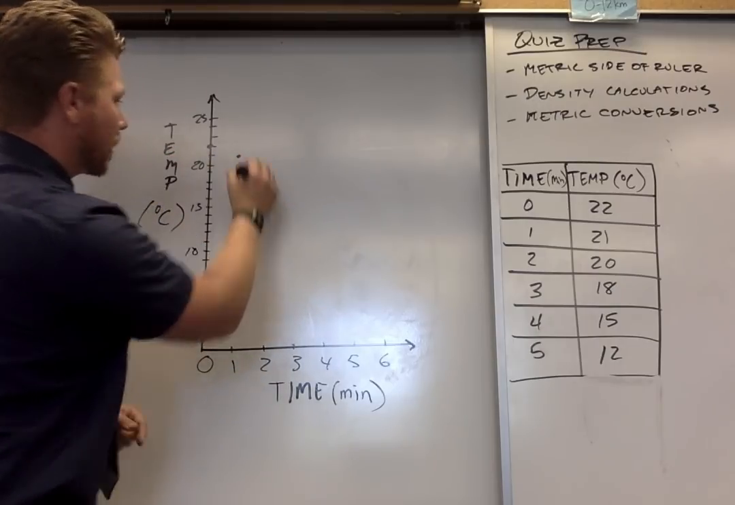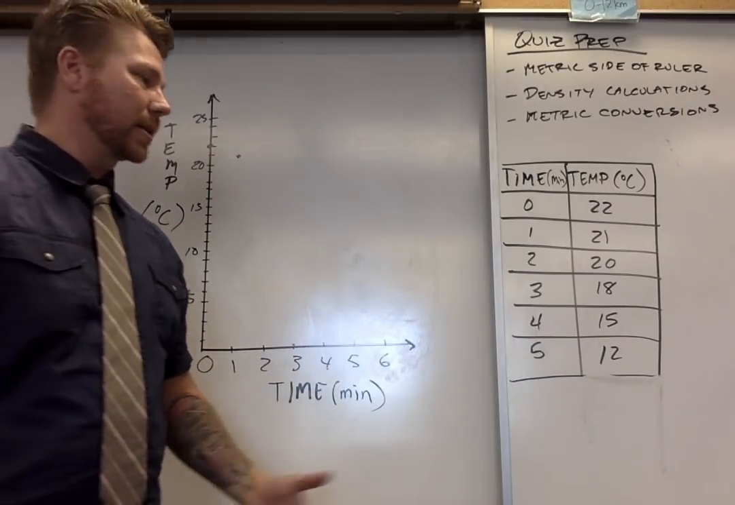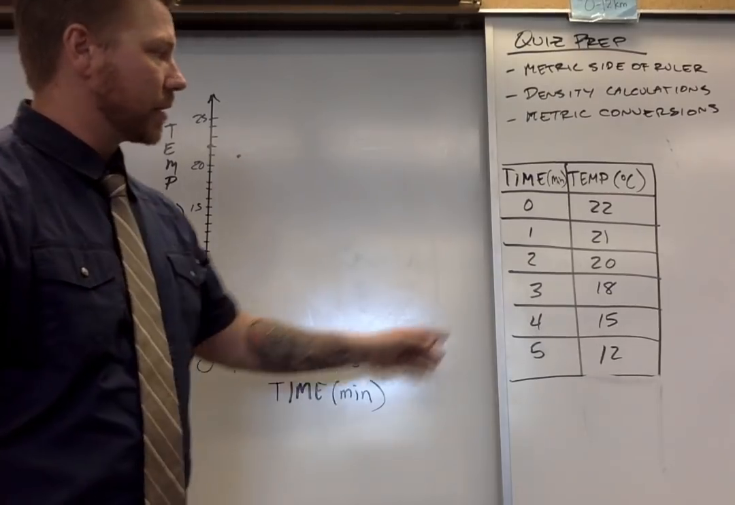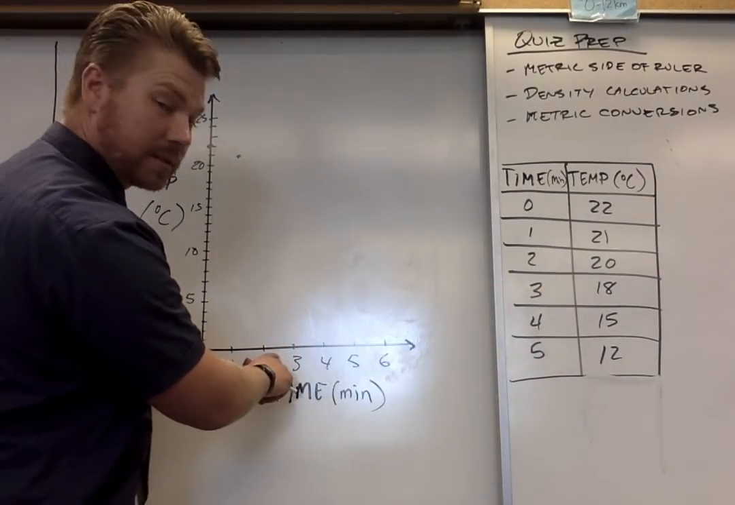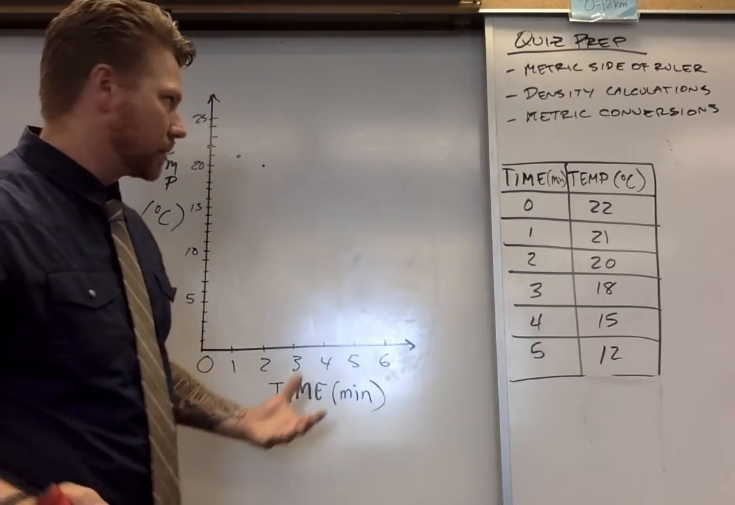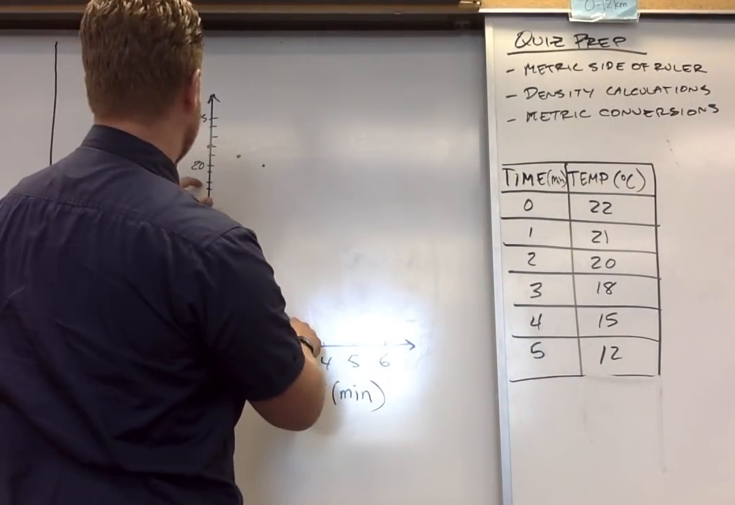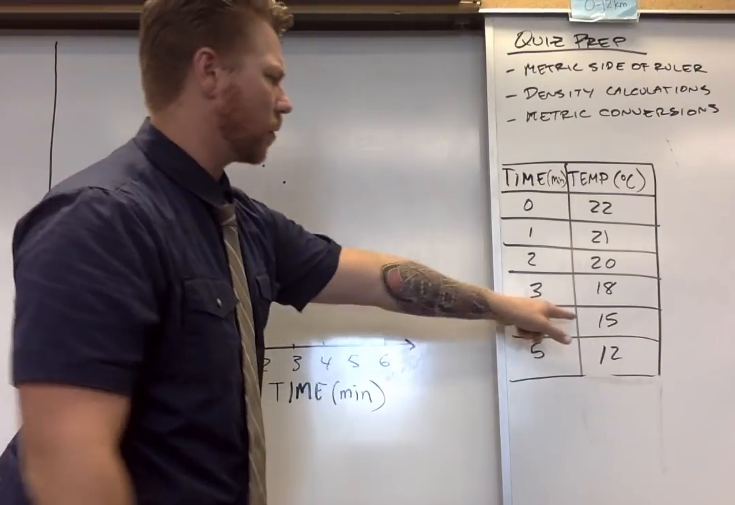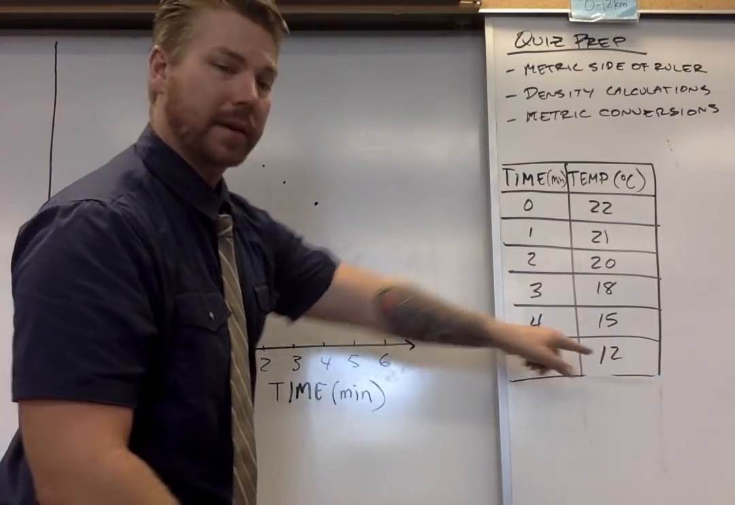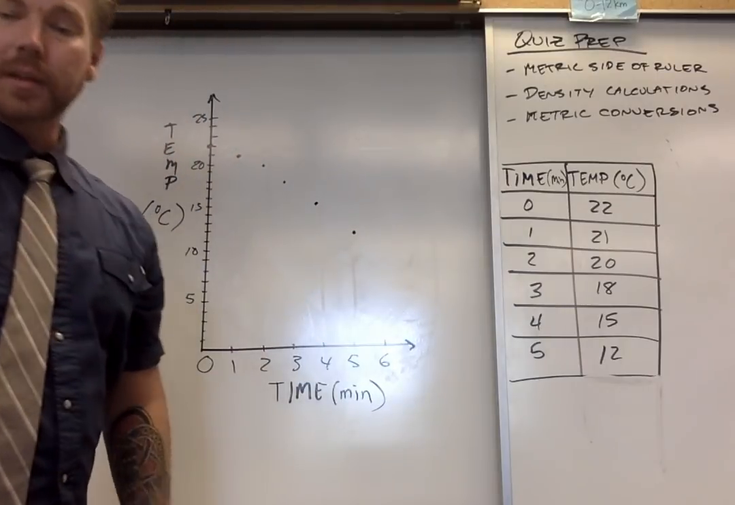It's going to be nicer for you guys because you have the actual grid there. I always like to use graph paper when I'm doing a graph, but obviously on the whiteboard it's a little more difficult. So next, 2 and 20. So I go to 2 minutes. I find 20 degrees. Just do my best in this instance to get it right. 3 minutes and 18 degrees. 4 minutes, go to 4 and 15 degrees. 5 minutes and then 12 degrees. Now I'm done. I've plotted all of my data.